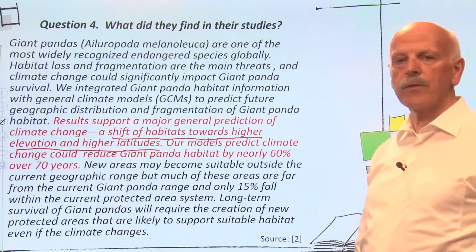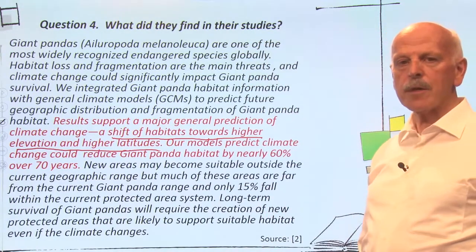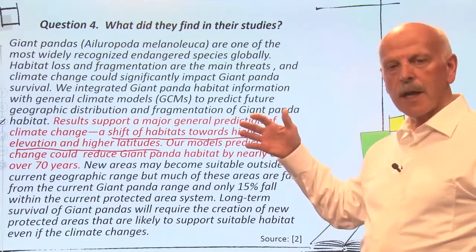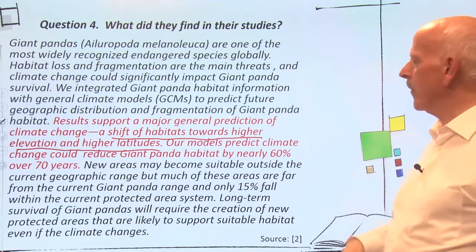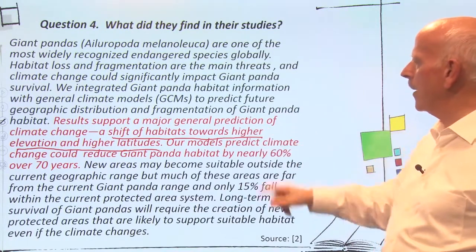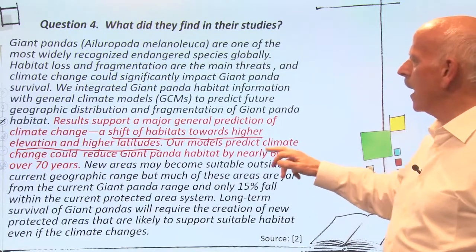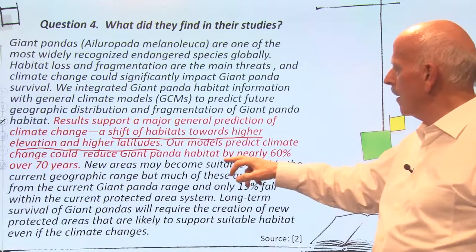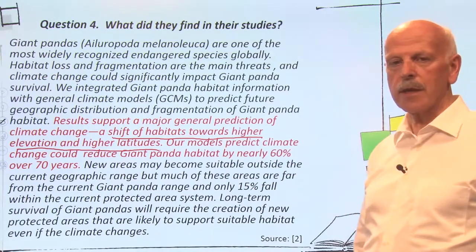And this is true of many other plants and animals, that with climate change, plants and animals are going to move away from the equator and higher up. The two variables that we can look at, higher elevation and higher latitudes. Our models predict climate change could reduce giant panda habitat by as much as 60% over the next 70 years.